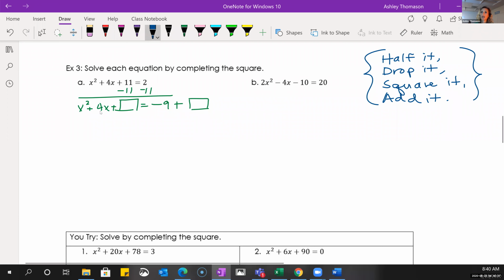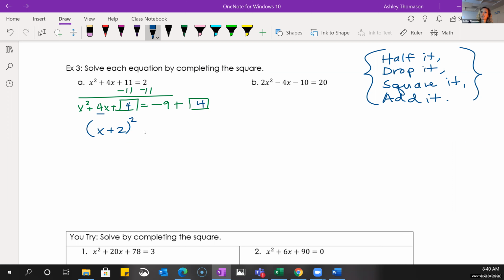We're going to look at the 4. We're going to take half of it. Half of 4 is 2. While the 2 is in your head, go ahead and drop it into the parentheses. Okay, so half it, drop it into the parentheses, square it, and then square that number and add it. So 2 squared is 4. Okay, so you're combining the steps of adding the correct number to both sides and getting it into factored form.